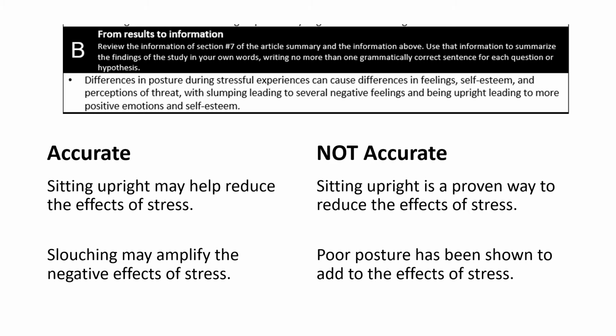Similarly, we could say that slouching might amplify the negative effects of stress, but it's not accurate to say that poor posture has been shown to add to the effects of stress. Shown is like proven. It's too definitive given the nature of the research. The phrase poor posture is also problematic because it might mean something different to different people. Along those lines, we couldn't make a statement about sitting up versus laying down based on this study because that's too different from how they positioned participants in the study to be supported by these results.